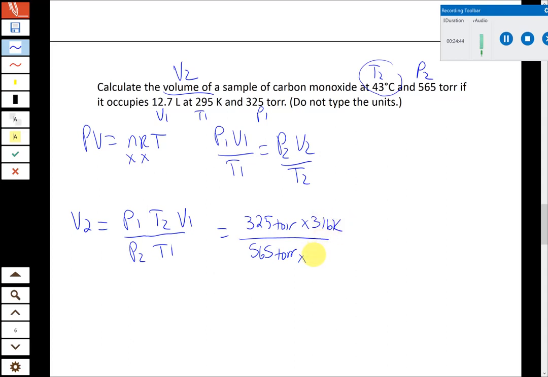And then T1 in the denominator is already given to us in Kelvin, so it's 295. So temperature has to be in Kelvin. That's non-negotiable in these problems. And then V1, our initial volume, whatever units we choose for V1 is going to be the units that we get for V2, which is given to us in liters, so that's what we'll use. All right, so torrs cancel, Kelvin cancels. We're going to get a volume in liters.